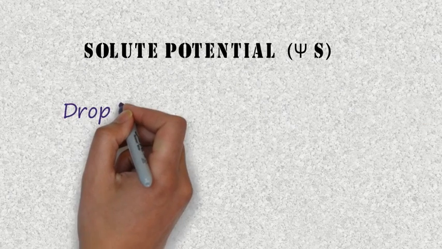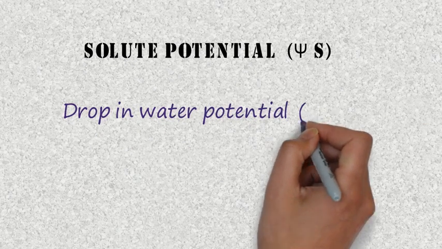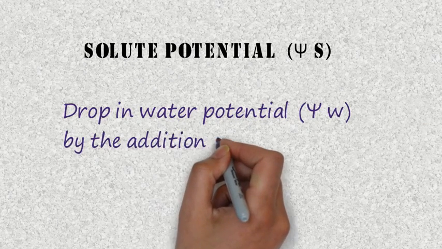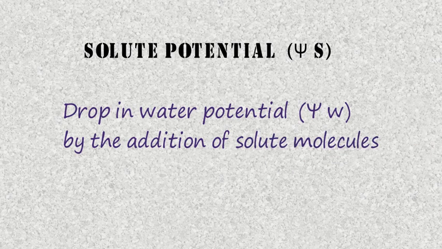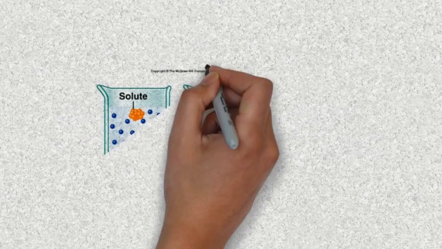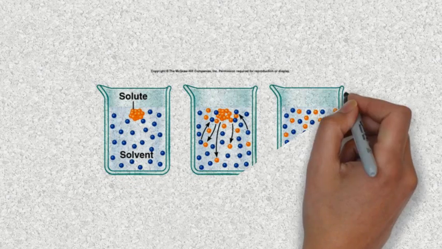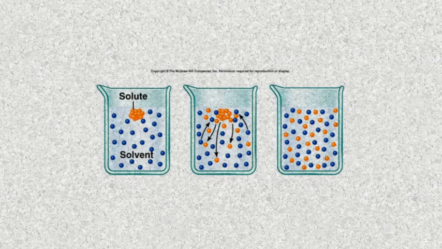Solute potential by definition is the drop in the water potential by the addition of solute molecules in water. Let's talk about this in physical terms. Let's say we are adding some solute in the water, and that solute is going to have forces of attraction with the water molecules, and because of those forces, the random motion of water molecules is going to drop. The water molecules will now not be as free as they were before.